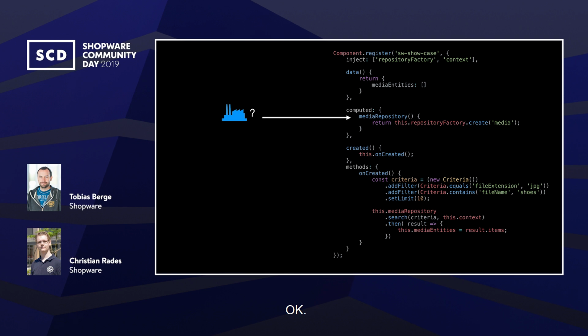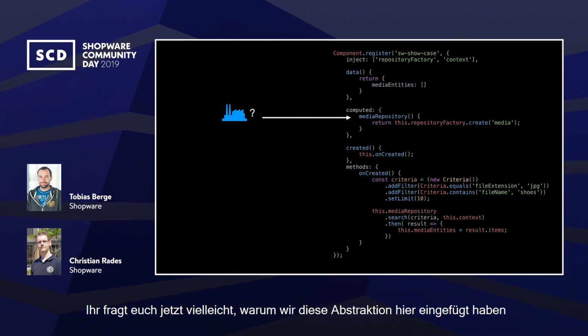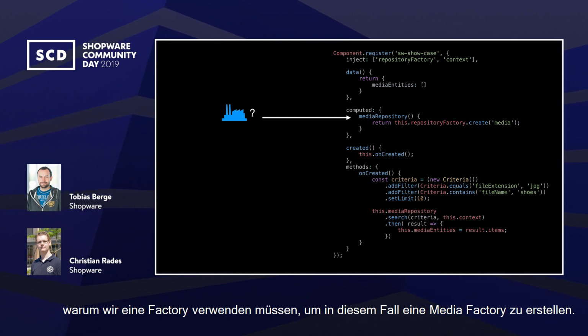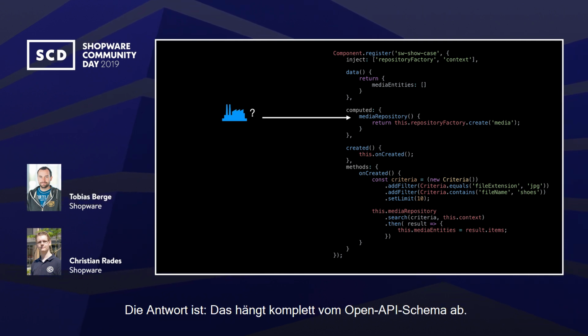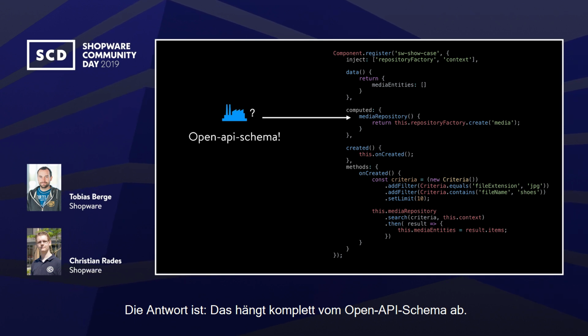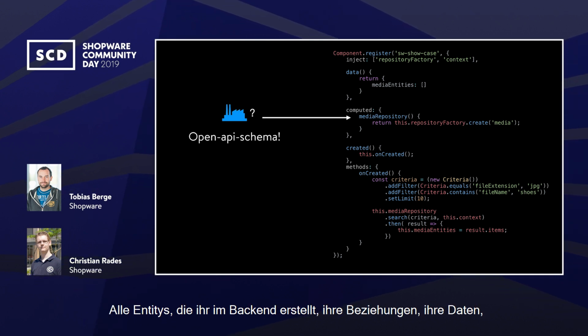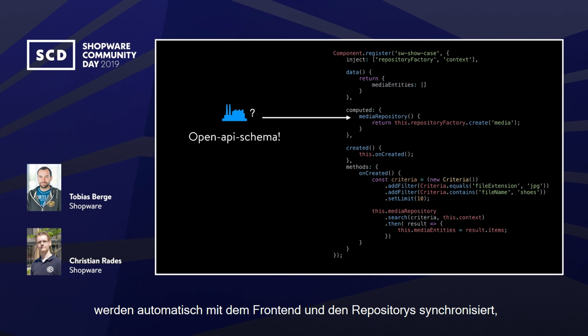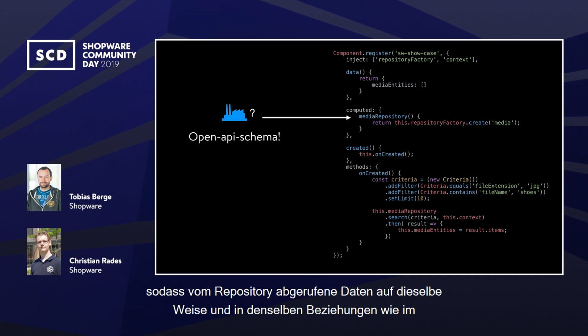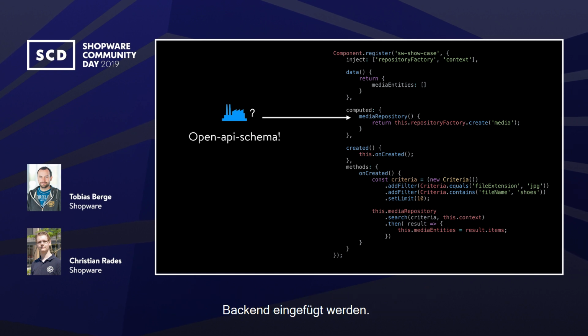Next up, the factory. Now you may ask yourself, why have we put this piece of abstraction there, right? Why do we have to use a factory to create a media factory in this case? And the answer is, it completely depends on the Open API schema. So all the kinds of entities you build in the back end, their relationships, their data, they get synced automatically to the front end and to the repositories, so that when the repository fetches data, it gets put in the same way and in the same relations as in the backend.